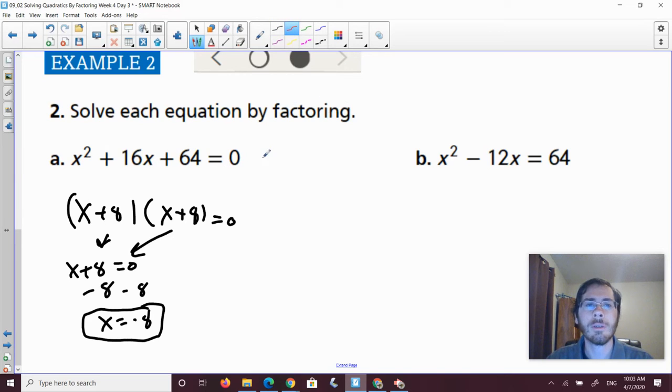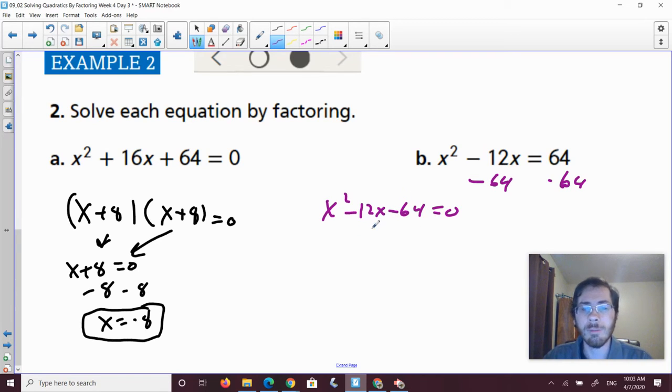For the second one, we can see this one does not equal 0 at the beginning, so I can't jump right into factoring. I got to make sure I equal 0. So I have to subtract 64 on both sides. So x squared minus 12x minus 64 equals 0. Now I'm going to do this one a little bit different because, again, there's a lot of different ways to factor. So I'm going to say, well, I got this 12 here. What if I split it up?